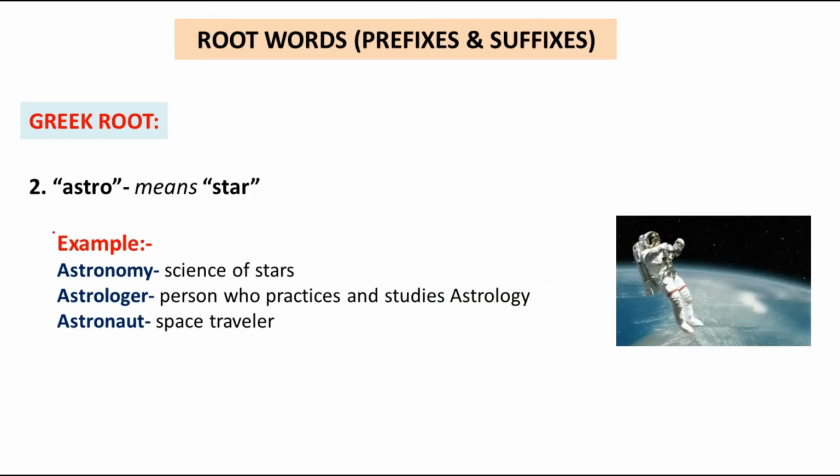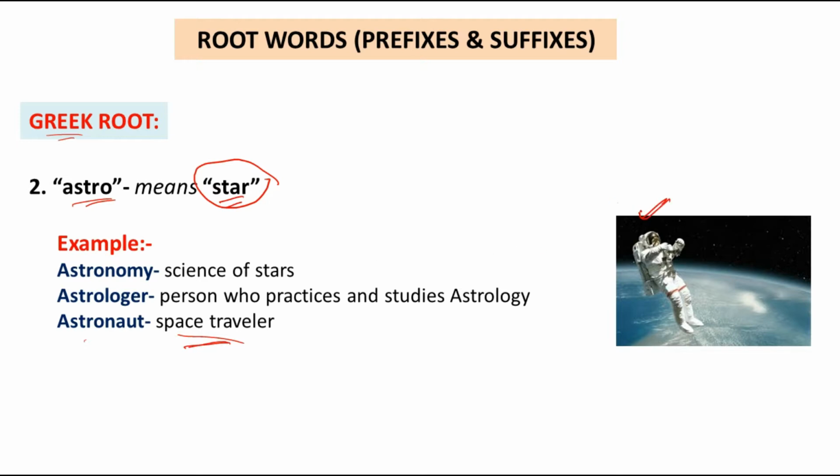Coming to the next one, this is also a Greek root. So basically in this slide I have taken 5 Greek root words and 5 Latin words. So astro means star. If you come across a word which has astro in it, it will relate to star. For example, astronomy. Astronomy is a study of stars. Astrologer, or the person who practices and studies astrology, is called an astrologer. Astronauts are the space travelers, the people who travel to space. This one, he's an astronaut.